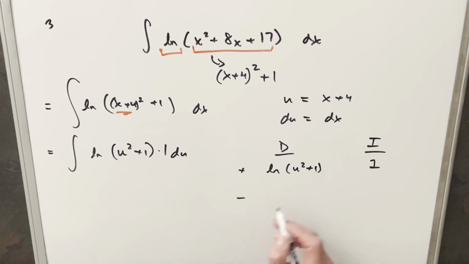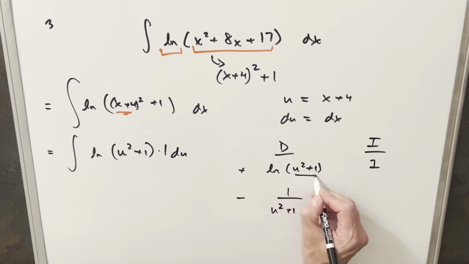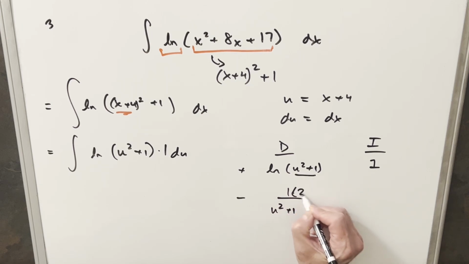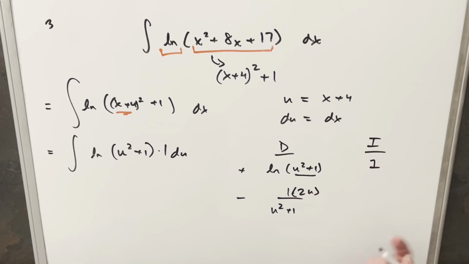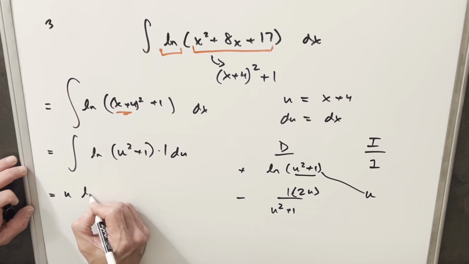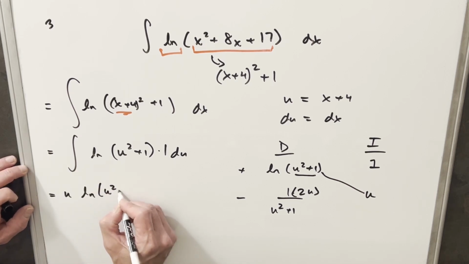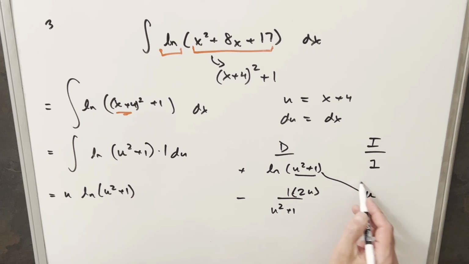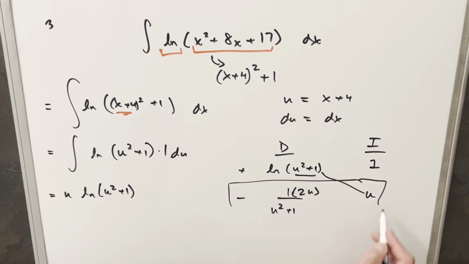Then we'll go ahead and get our derivative here. This is going to give me 1 over u squared plus 1. And then we need the chain rule. The derivative of this part is going to give me just a 2u here. And then integrating 1, that's just going to give me u. So then we're going to have part of our solution right here on the diagonal. So let's write that in. We're going to have u natural log of u squared plus 1. And then here, this row is going to be an integral right here.